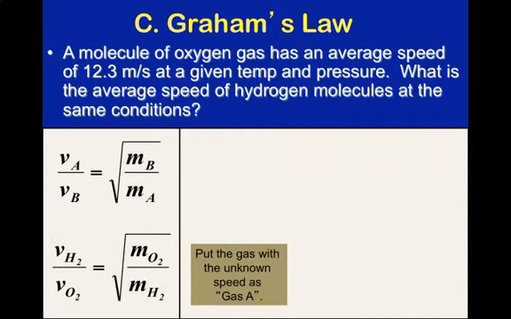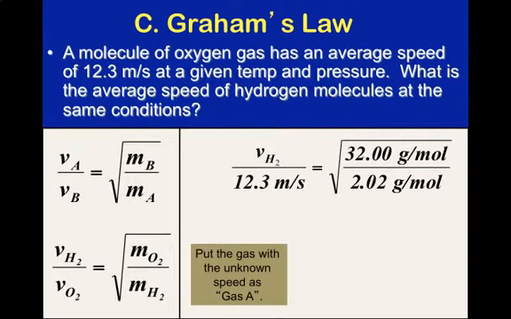Now, let's look at another problem. A molecule of oxygen gas has an average speed of 12.3 meters per second. Meters per second is the unit for velocity at a given temperature and pressure. What is the average speed of hydrogen molecules at the same conditions? So we're looking at hydrogen and oxygen here. We'll call oxygen gas B and hydrogen gas A. So we'll put the unknown gas as gas A.